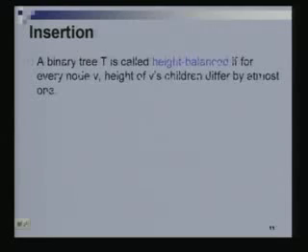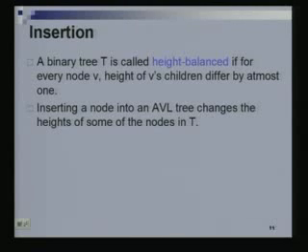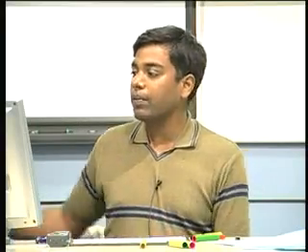Now suppose you were to try and insert. When you were going to do an insert, what can go wrong? Recall that we call a tree height balanced if the difference in the heights of its children is at most 1. So when I insert a node, it can change the height of some nodes, and as a consequence the height balance property might get violated.